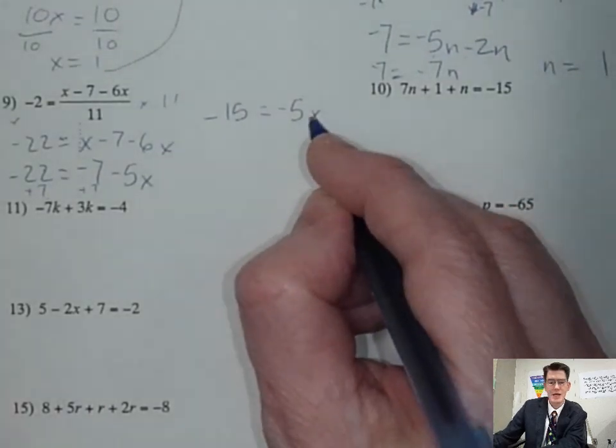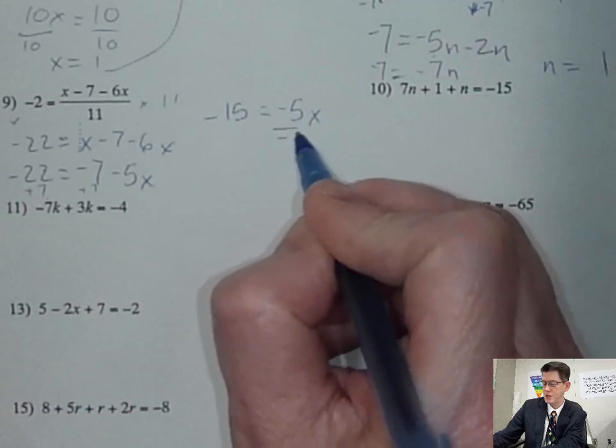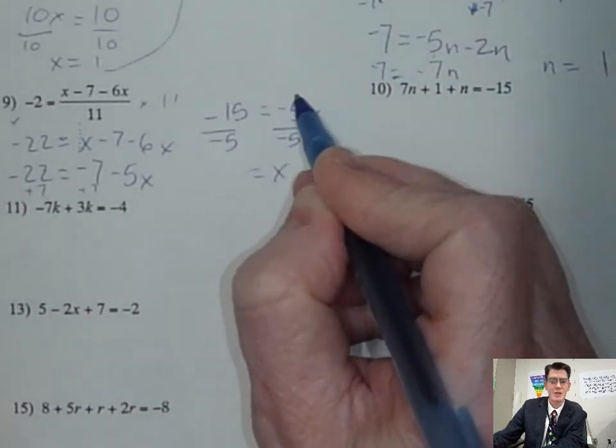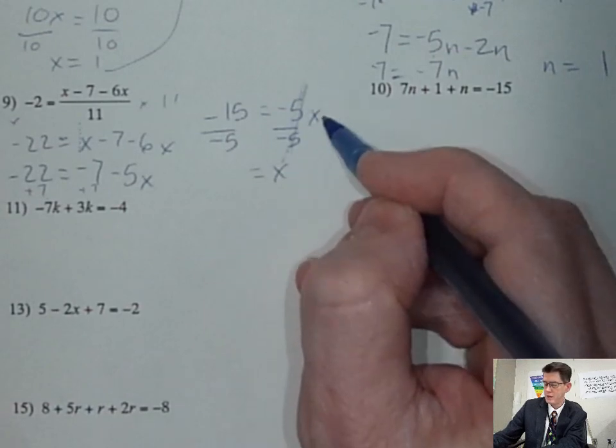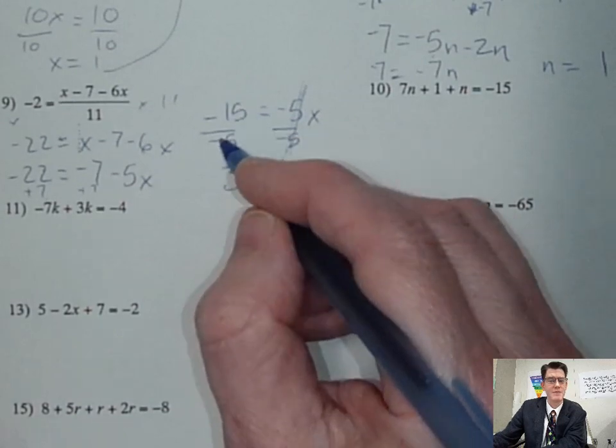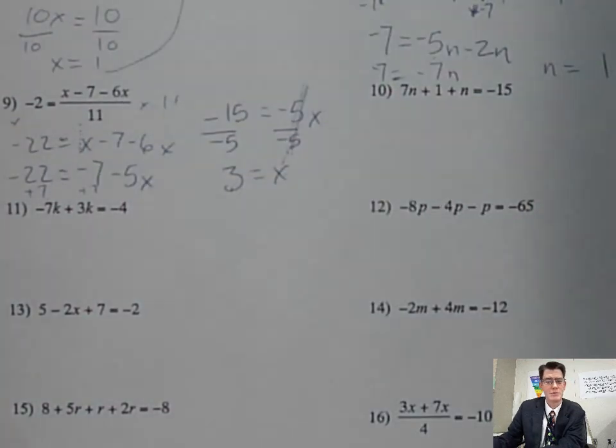Or to get the x by itself, whichever of these ways makes most sense to you. Divide by the negative 5, so that x reduces to 1x. Type in your calculator if you'd like. Negative 15 divided by negative 5 gives you 3.